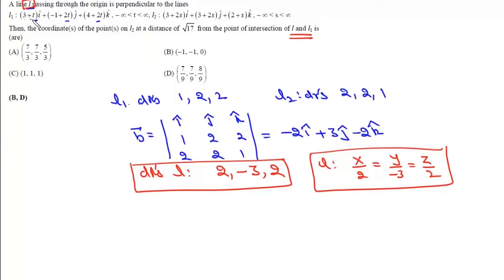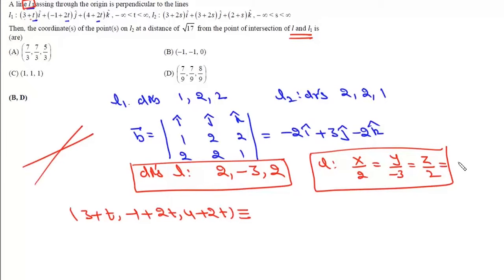Now any point on L1, we can write it in terms of this parameter t. So point on L1 is 3 plus t, minus 1 plus 2t and 4 plus 2t. It will be same as the point on this line L. Suppose it is in terms of lambda, which is 2 lambda, minus 3 lambda and 2 lambda, since this point of intersection will lie on both the lines.